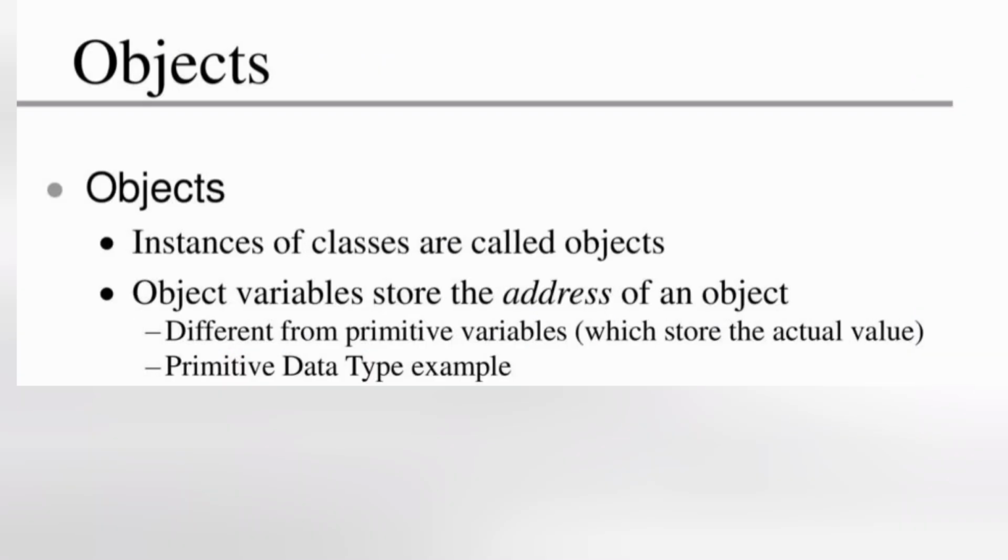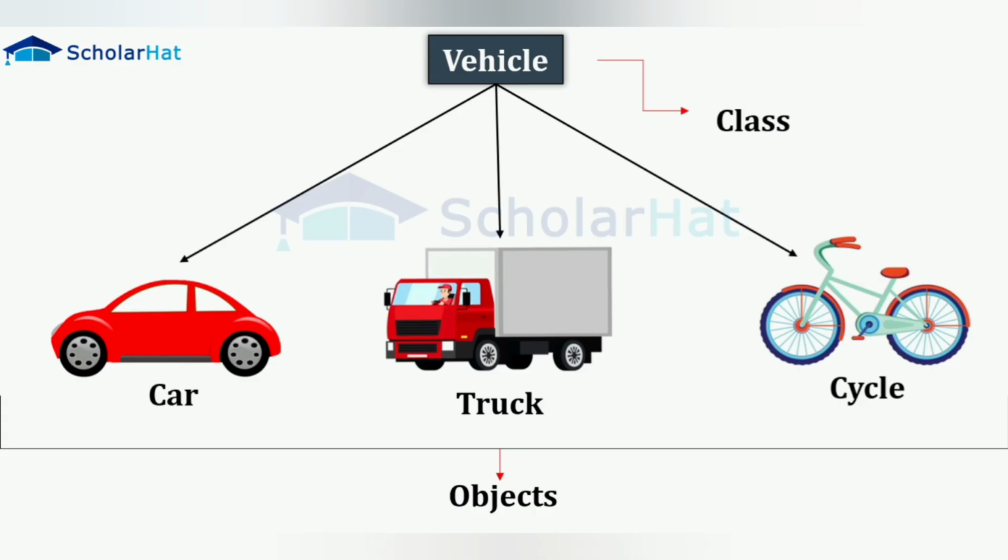An object is a real-time entity, a specific item created for a class. Instances of classes are called objects. Object variables store the address of an object. If we take a daily life example, here the class represents the vehicle, and car, truck, and cycle are the types of vehicles. So these represent objects.